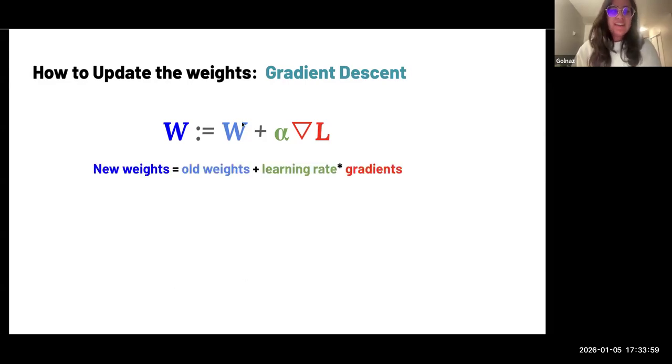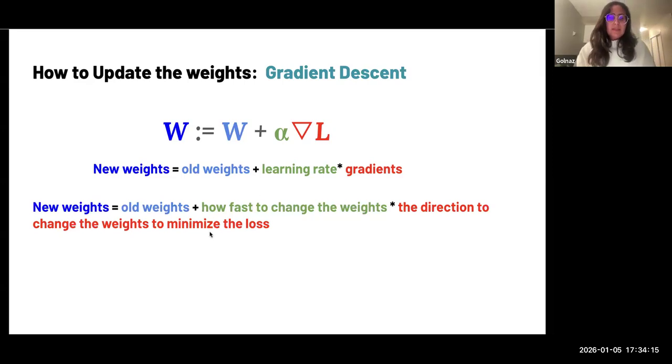So yes, as a summary, that's how to train a neural network. You just have to update the weights and optimize them so that the loss function is minimized. And how you do that is by calculating the gradients and the learning rate. It basically means you're deciding how fast to change the weights and also the direction to change the weights in order to minimize the loss.